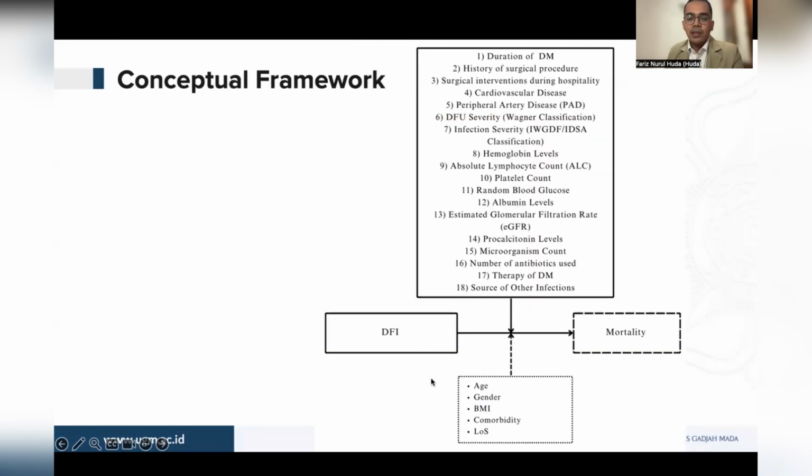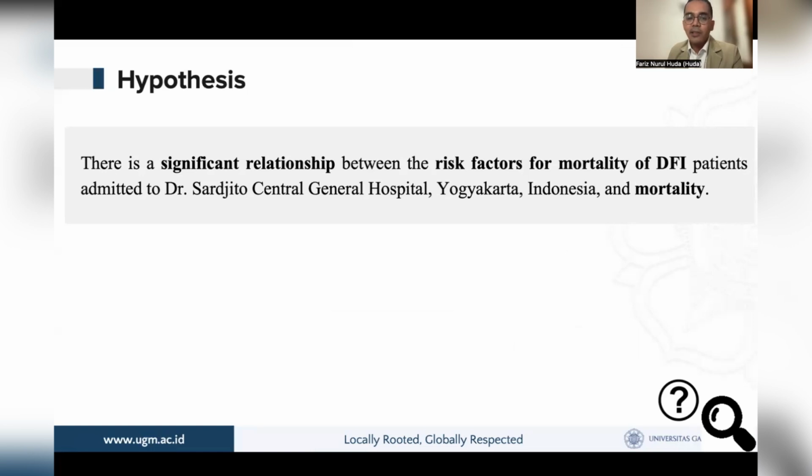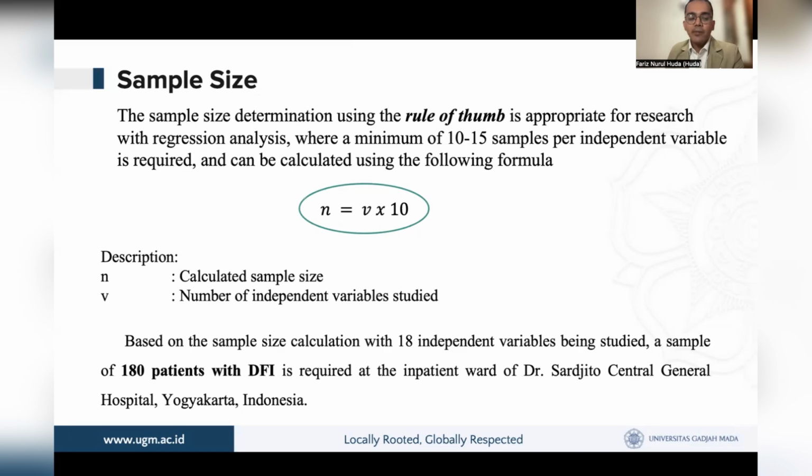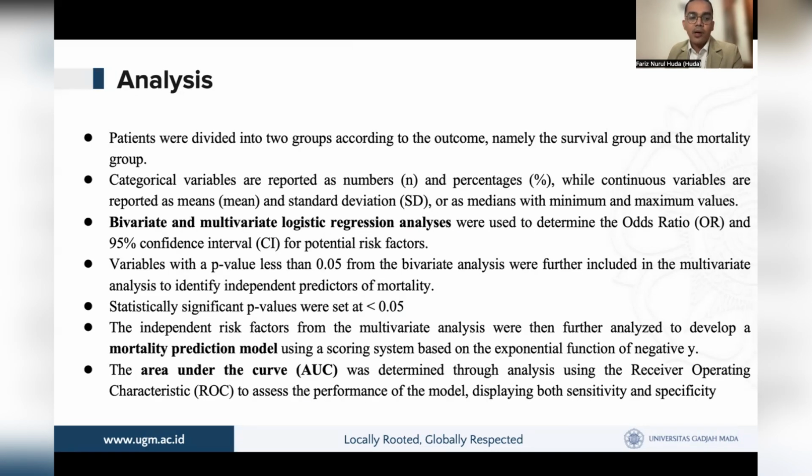In this cross-sectional study, we find the relationship between diabetic foot infection through 18 variables and mortality. There is a significant relationship between the risk factors and mortality in diabetic foot infection patients. We collected the data from January until December 2023. The minimum sample size is 180 patients. We also developed a mortality prediction model using a scoring system.